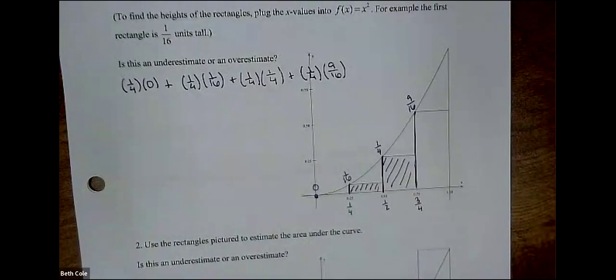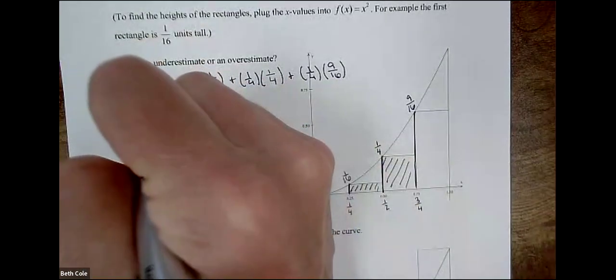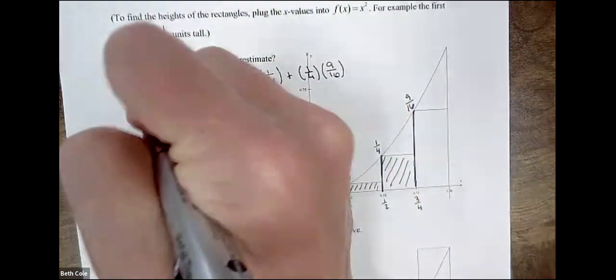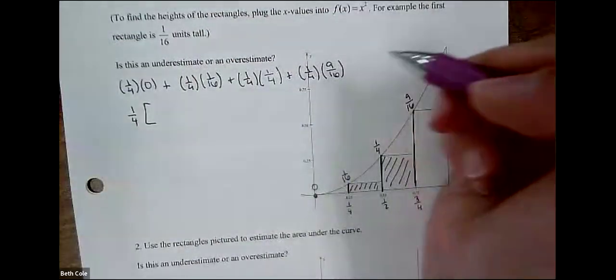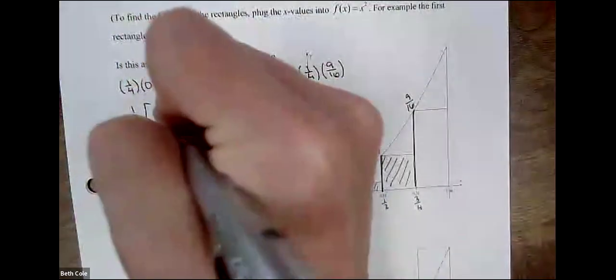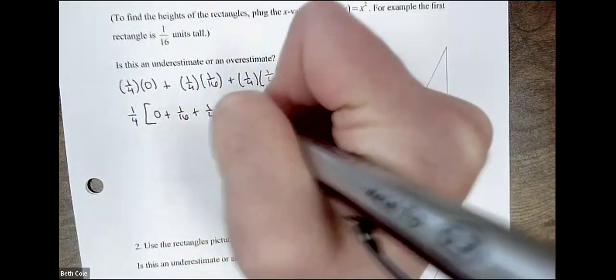I wrote that out the long way, but what would be an abbreviated or factored way you can do that? What is the GCF for all of them? Yeah, 1/4. So, and I'm going to skip that step in the other ones. So 1/4, and then you would add all your heights together. So 0 plus 1/16 plus 1/4 plus 9/16.